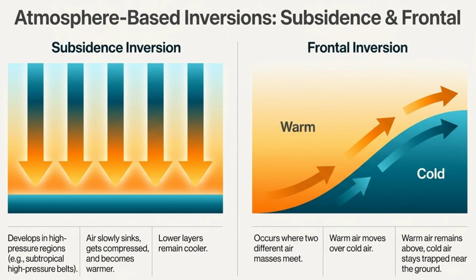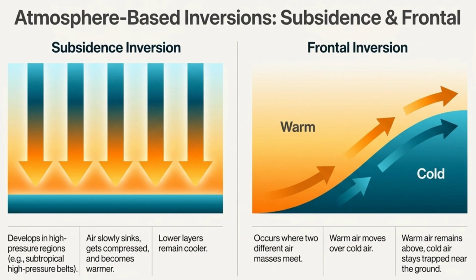The third and fourth type of inversion is subsidence inversion and frontal inversion. Now let's talk about subsidence inversion. This occurs in high pressure areas. Here air slowly sinks from higher levels of the atmosphere. As it sinks, it gets compressed and becomes warmer. However, the air near the ground remains cooler, creating an inversion layer.